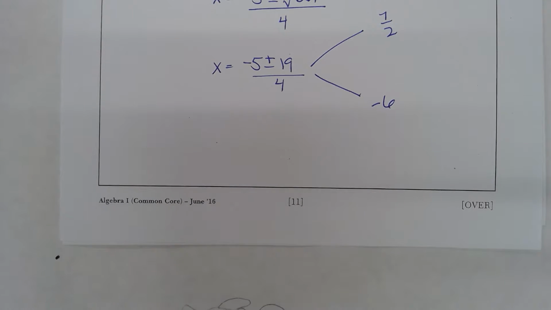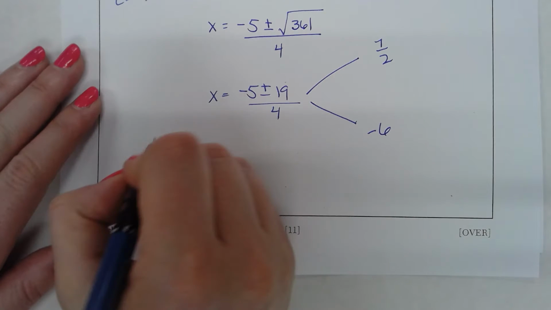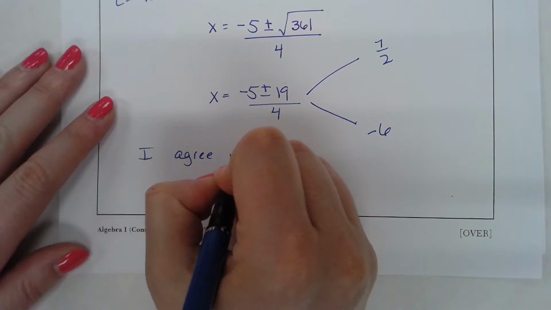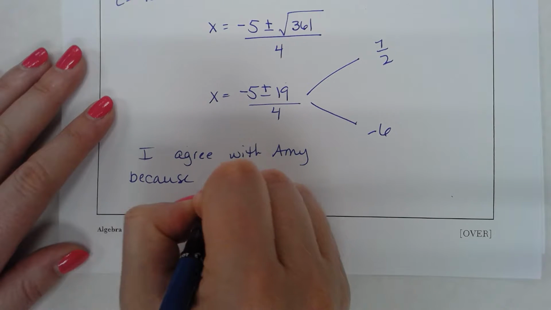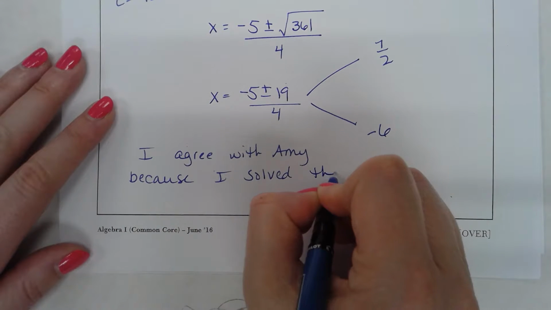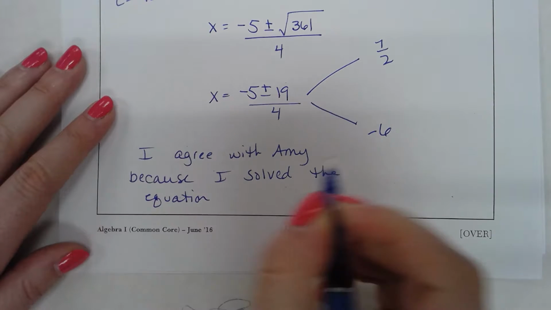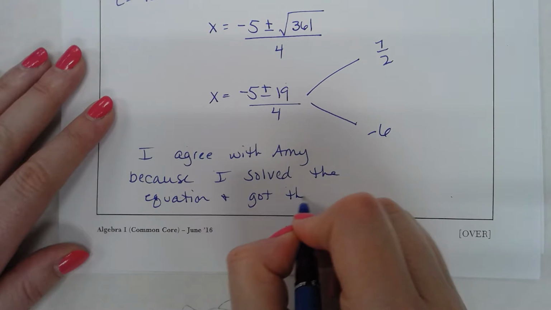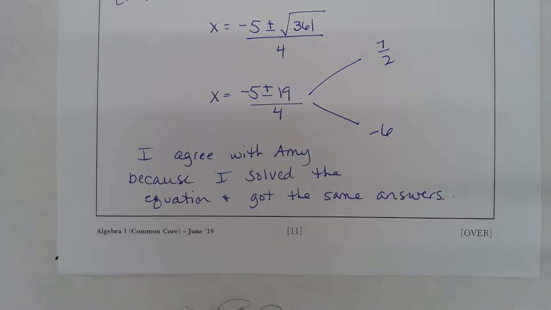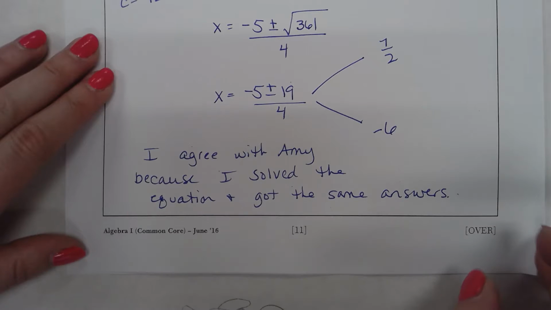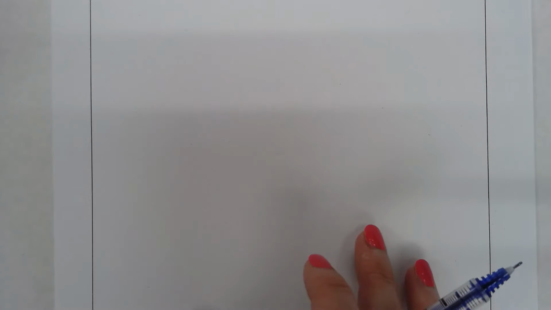So now I can say, I agree with Amy because I solved the equation and got the same answers. Two different ways to do the exact same problem. Okay? So you could either check her answers to see if they work and explain that, or you can solve it yourself and explain it that way. So it all depends on what you feel comfortable with. Okay.